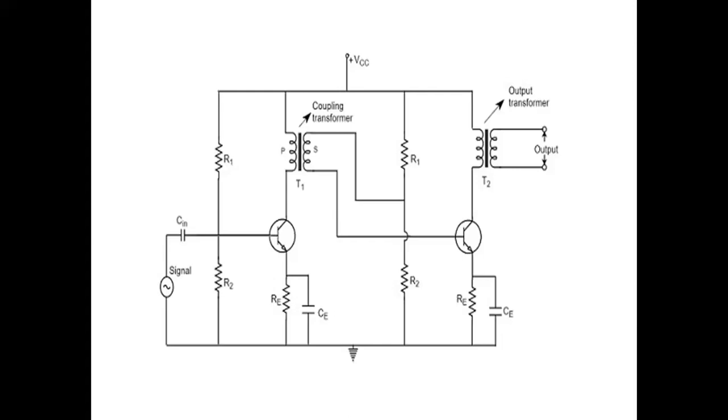If the DC content is not blocked, that means if the DC current passes stage by stage, then we can have some distortion at the output, as well as a shift in the operating point. So in order to get stability and a distortion-free output, we should block the DC current stage by stage. Okay.